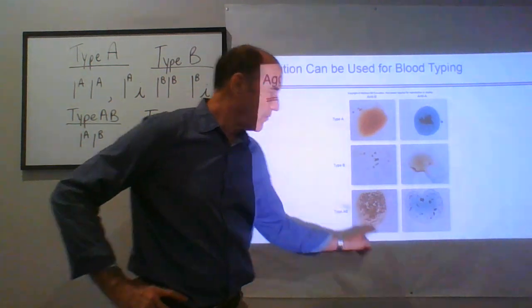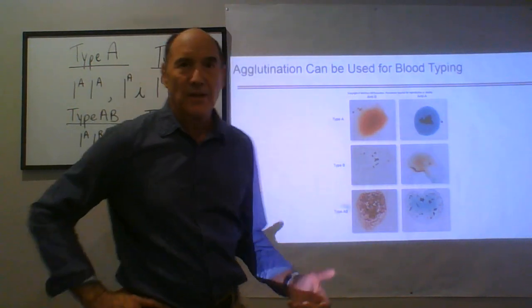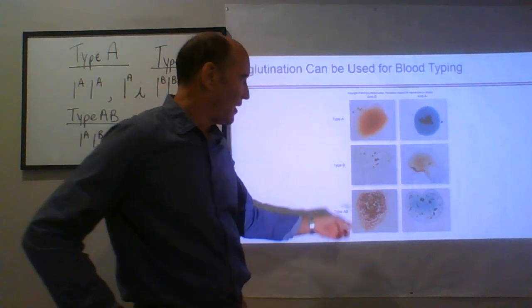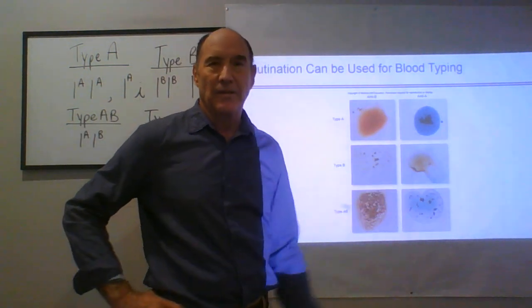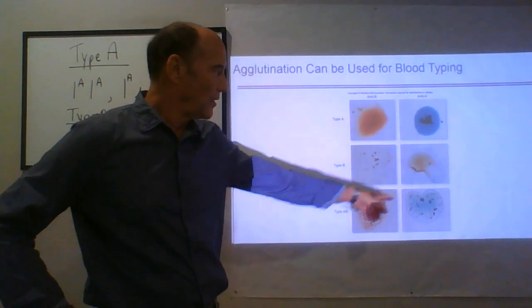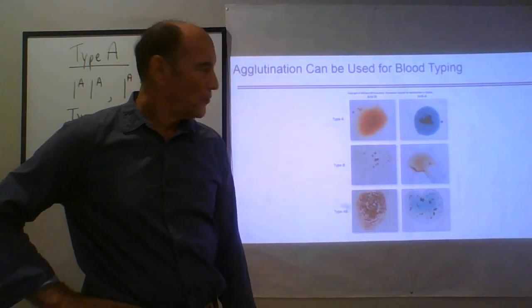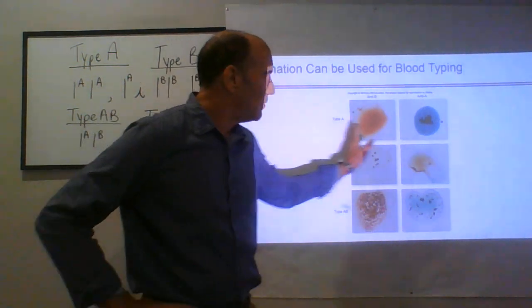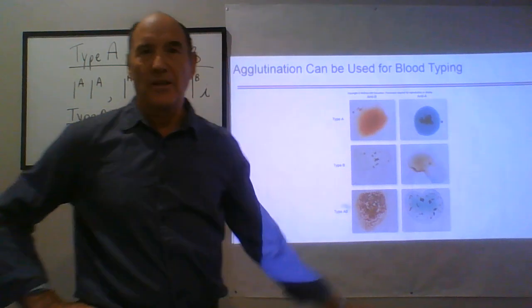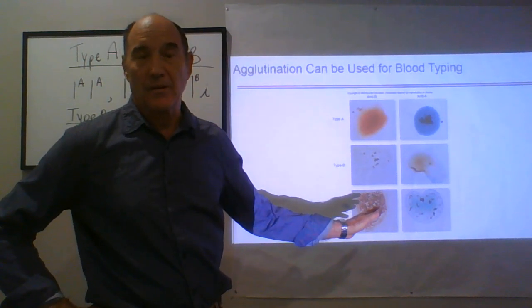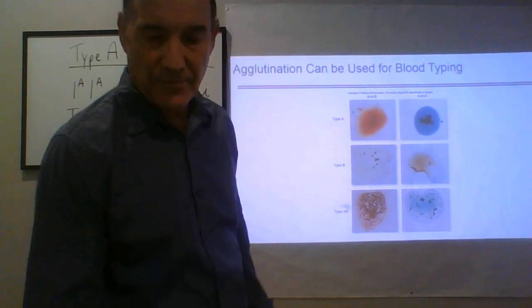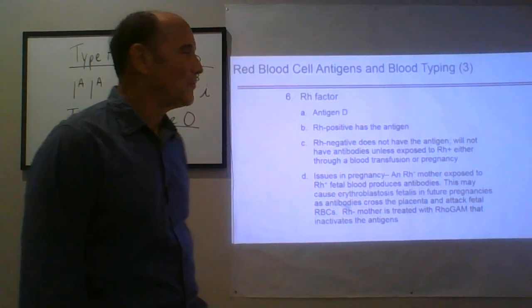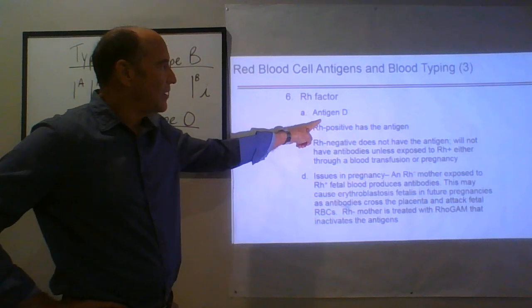Here's the type AB blood where their blood agglutinated with both test serums. You know, the anti-B test serum and the anti-A test serum agglutinated both times there. So that's AB blood. If you had no agglutination with either test serum, what type blood would you have? You have O.